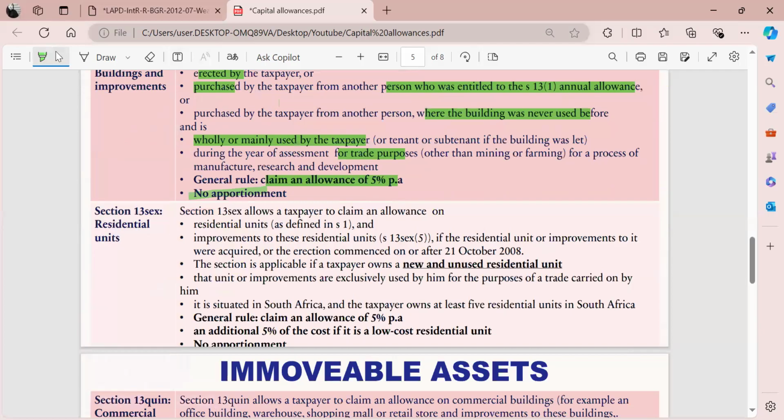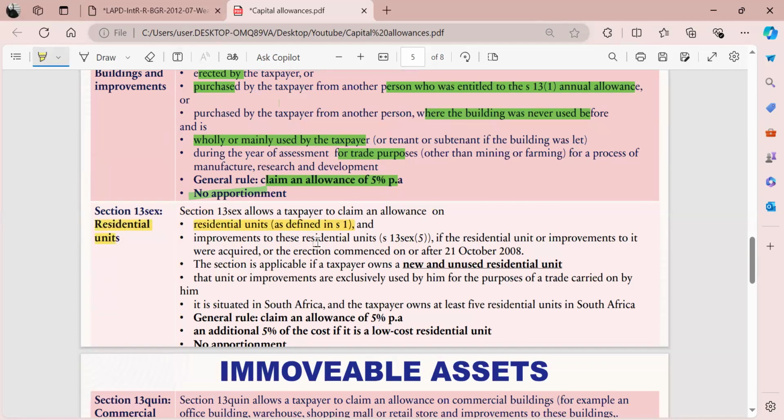Secondly, I've got a summary of Section 13(6), which deals with residential units. Section 13(6) allows taxpayers to claim an allowance on residential units as defined. So you need to go look up the definition of residential units and improvements to these residential units.